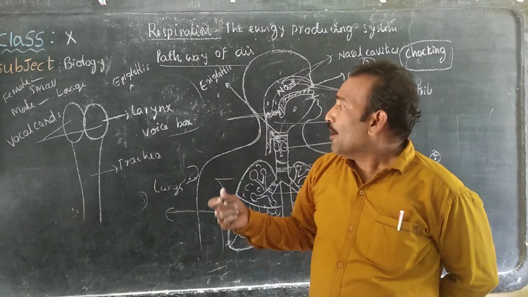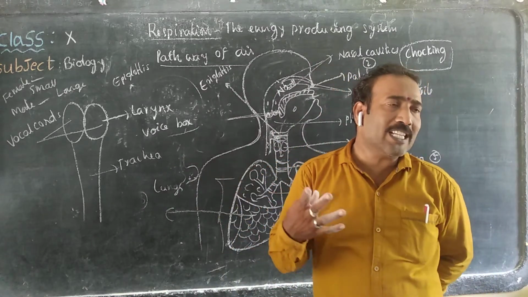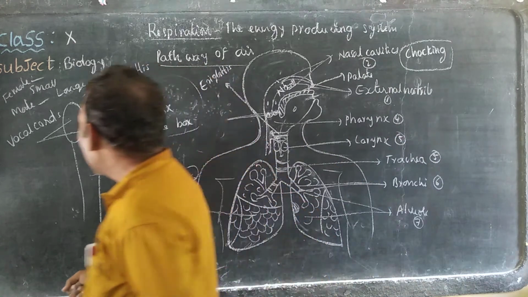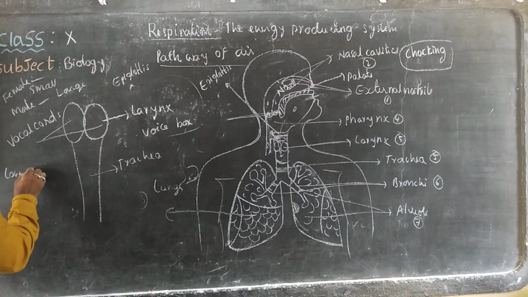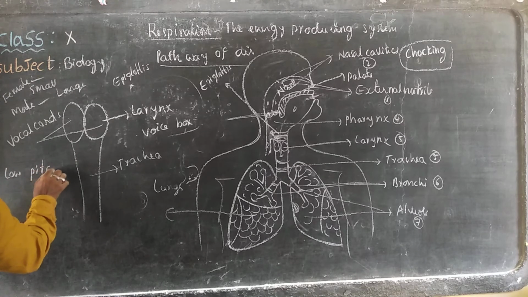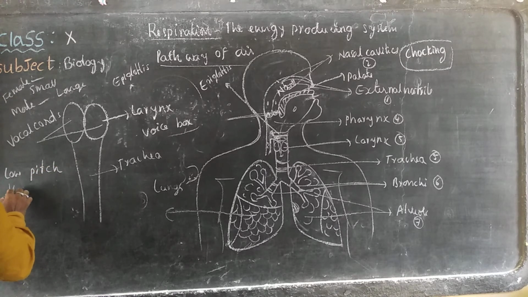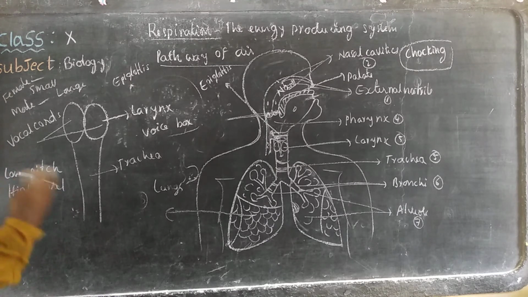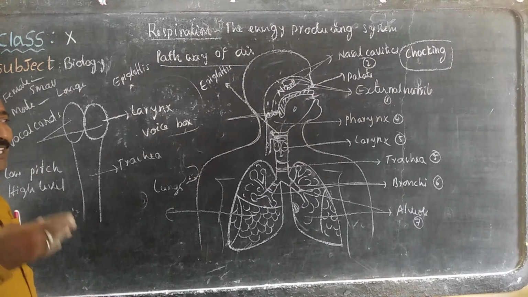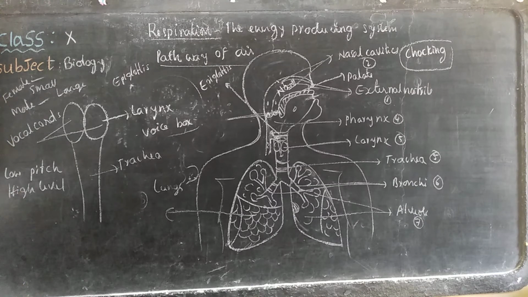That's why male human beings produce the sounds with a low pitch and a high level. Yes, low pitch and a high level. Pitch means just speaking capacity. Even if male human beings talk very loud, sounds can reach us only a very short distance, because they are producing the sounds with a high level and low pitch.